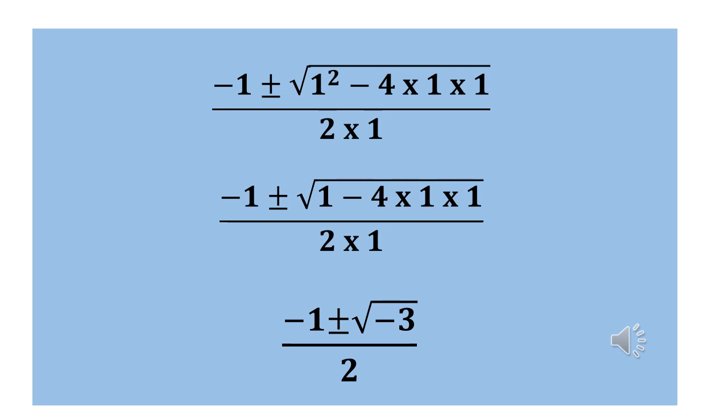Then in the square root there, we have 4 times 1 times 1, that's 4. So then we have 1 minus 4, that will give us minus 3. So we have minus 1 plus or minus square root of minus 3, all over 2. That is 2 times 1 is 2.